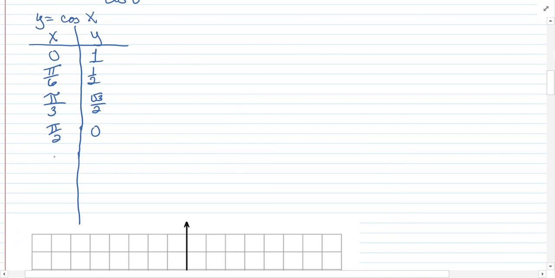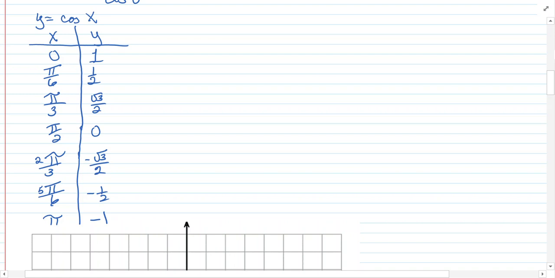So now we're going to do 2 pi thirds, and we're going to get the negative square root of 3 over 2. And then we're going to get 5 pi sixths, and we're going to get a negative 1/2. And then we're going to go with pi, and we're going to get a negative 1. So we're in the positive, and then we go down to the negative.